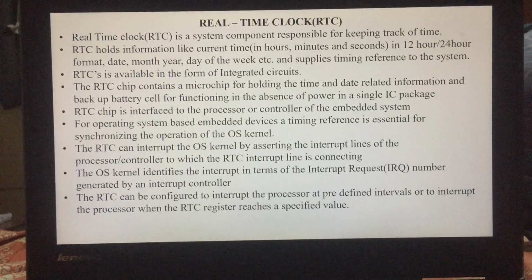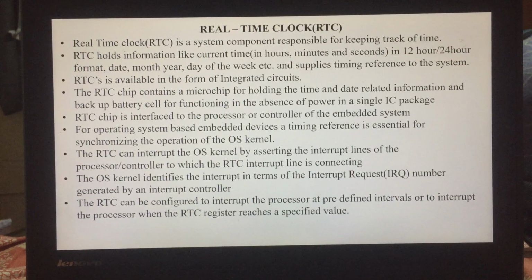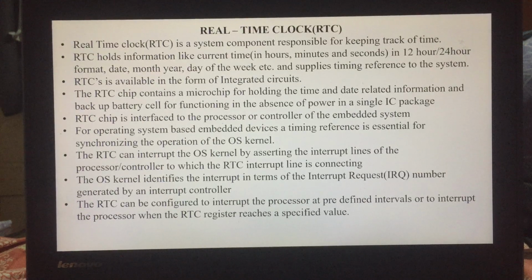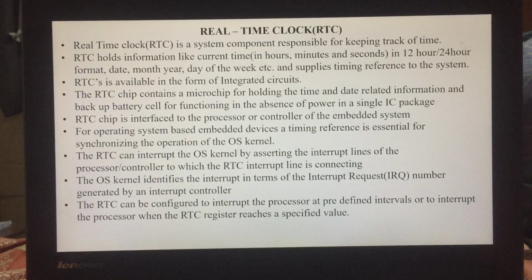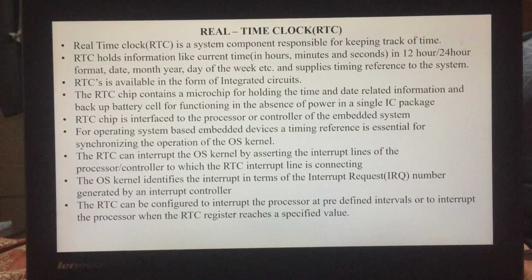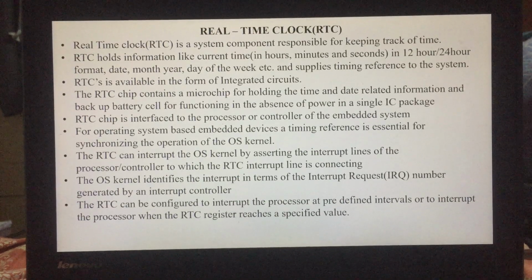Real-time clock or RTC. Real-time clock is used for keeping track of the time. RTC holds information such as current time in hours, minutes and seconds in 12-hour or 24-hour format, and date, month, year, day of the week, etc., and gives timing reference to the system. That means, for example, giving IST as the reference, that is Indian Standard Time. RTC will work even when there is no power.